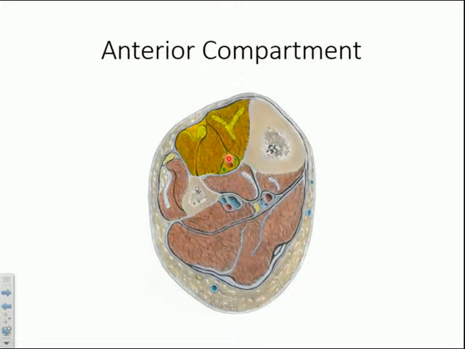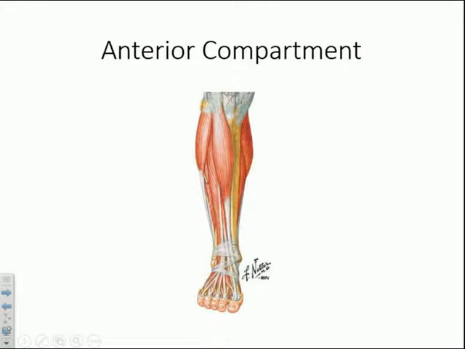The specific muscles that we'll be looking at in the next couple of slides are the medially oriented tibialis anterior, the laterally oriented extensor digitorum longus, and the deep extensor hallucis longus. Using Netter's diagram now to look at the anterior compartment musculature.